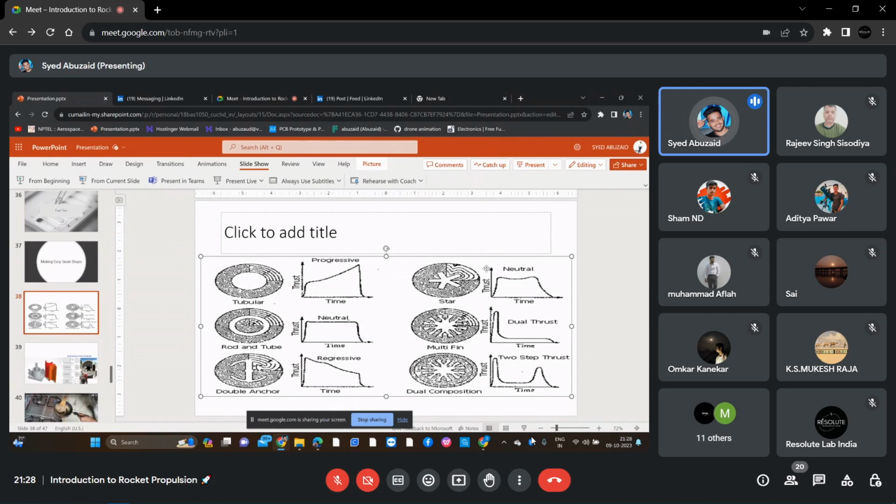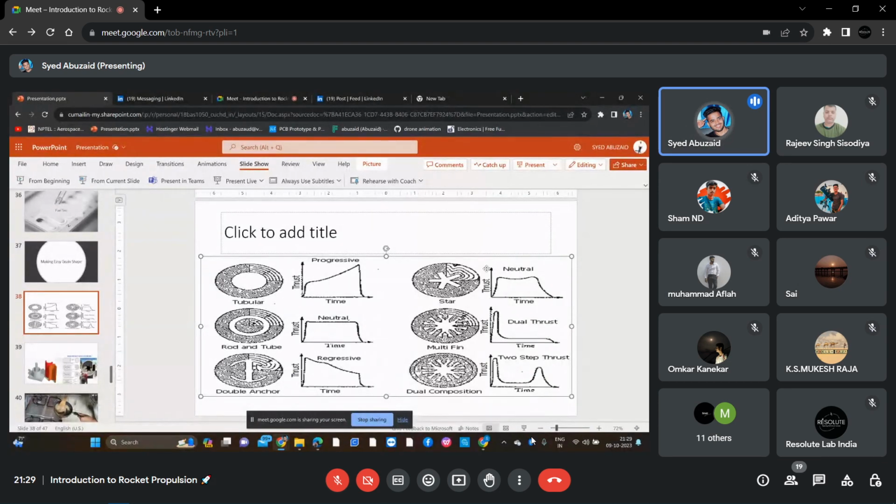There is also a multi-fin at the first stage. For 2 to 3 seconds or 5 seconds, it produces a high amount of thrust. After that it comes down and produces a limited amount of thrust for a limited time. Okay, and there is also the two-step thrust, like I have already told you: for 5 seconds I need some amount of thrust, and after the 5 seconds, for 10 seconds we need only a small amount of thrust. Then again we need a maximum amount of thrust, so we use the dual composition shape.